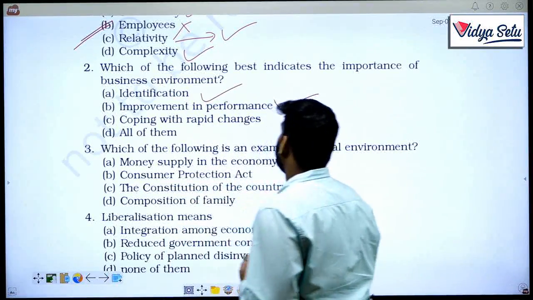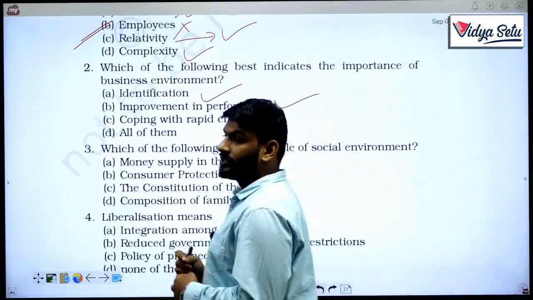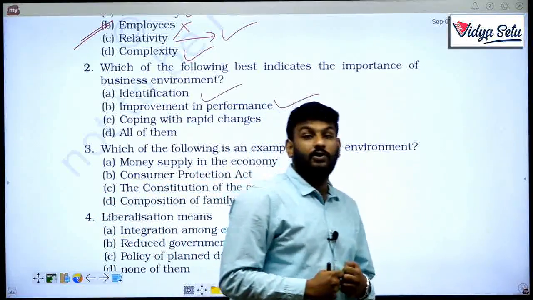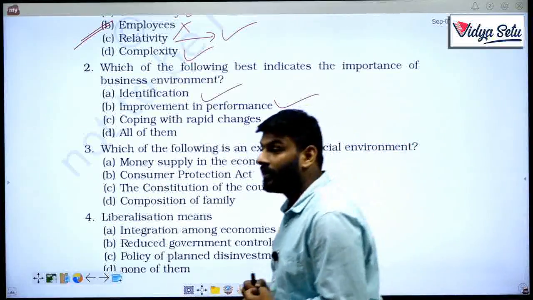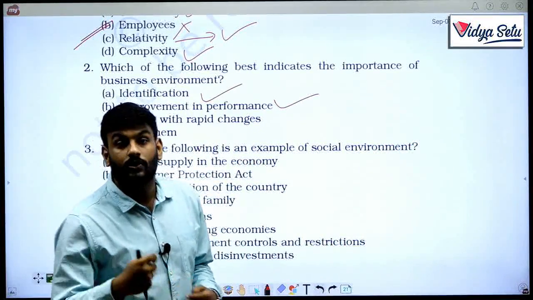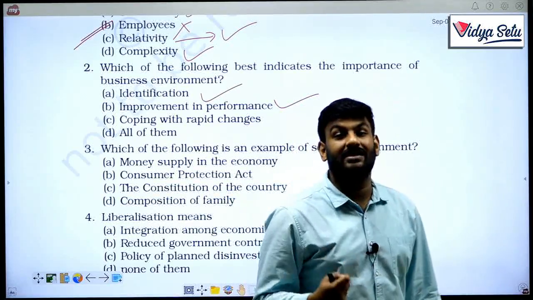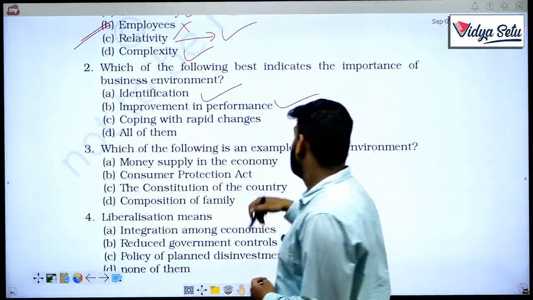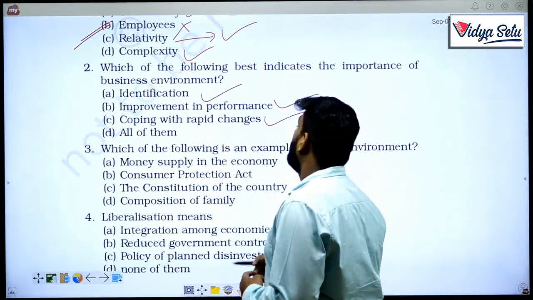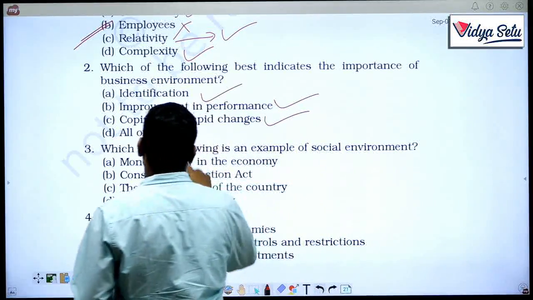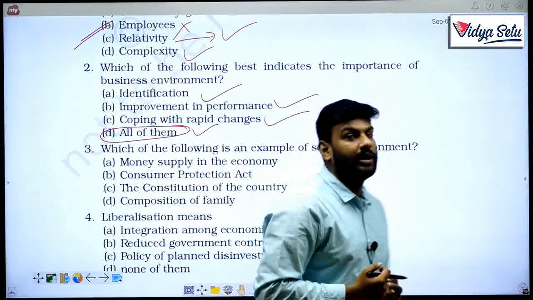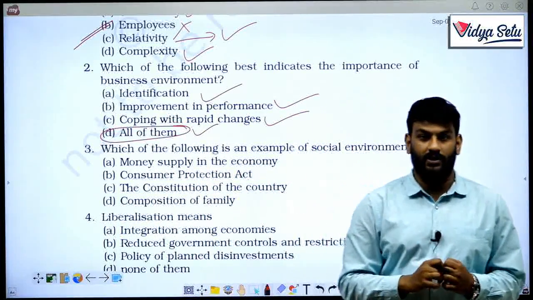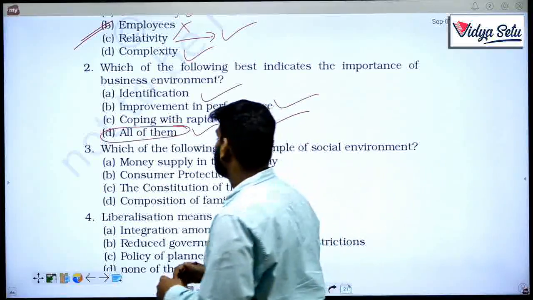Next, coping with rapid changes. Yes, my dear friends, business environment also helps us adapt to the rapid changes required in the market, rapid technologies required in the market. So it also helps to adapt to changes in a frequent manner. So this also belongs. So in our MCQs, the option 'all of them' should be correct, because all are importances of business environment. Clear?